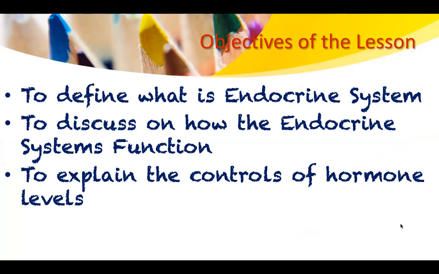What are the objectives of the lesson? First is to define what is the endocrine system. Second is to discuss how the endocrine system functions. The third is to explain the controls of hormone levels.